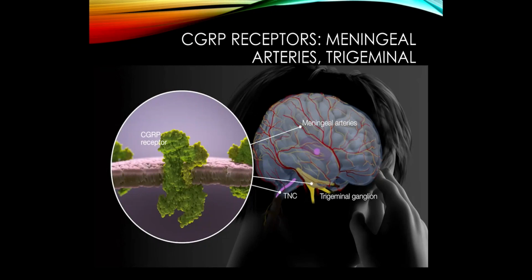All right, so we have CGRP receptors here. We can see along the meningeal arteries, in the trigeminal system here with the trigeminal ganglion, and this is the spinal trigeminal nucleus here going through the brainstem. Remember we said last year that this is the continuation of the substantia gelatinosa, which is for pain in the spinal cord. Okay, so we have the CGRP receptors here as well.